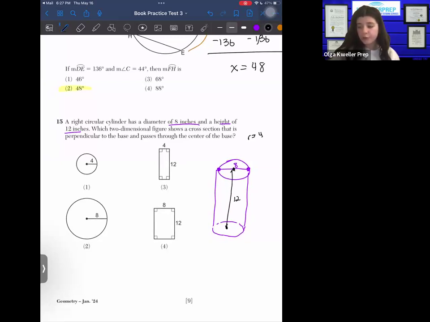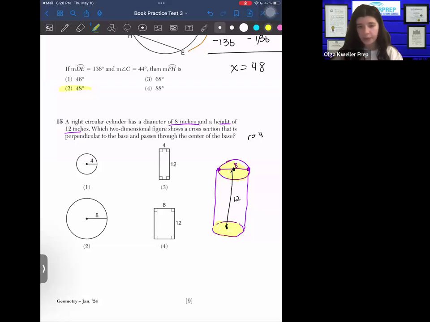Which two-dimensional figure shows a cross-section that is perpendicular to the base and passes through the center of the base? So imagine our base here is the circle, right? So I'm going to highlight, these are my bases, right? So they want a cross section, like imagine this is an almost cylinder that I have on my desk, but let's imagine that it's a full cylinder. They want, if you take this and you chop it all the way through, what kind of shape am I going to be left with?